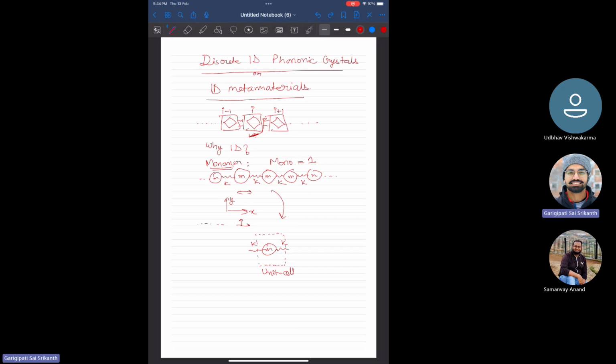And by the end of this module, we'll cover something new called inertially amplified systems. So this is the broad overview of what this module will cover.